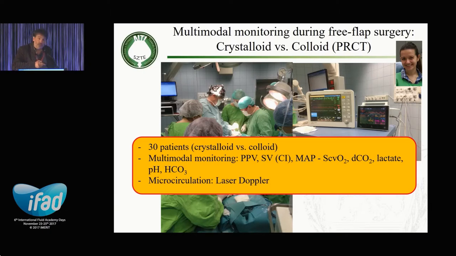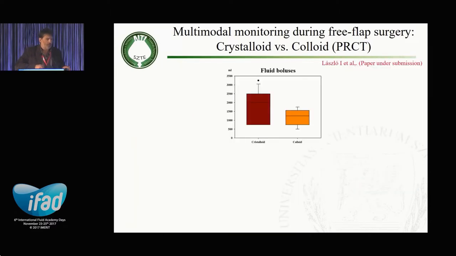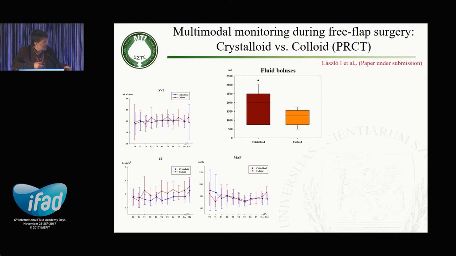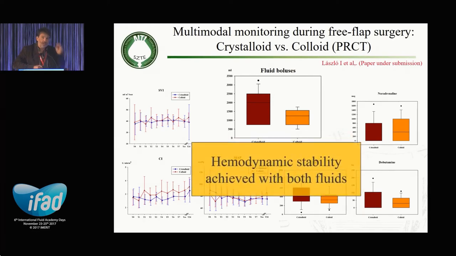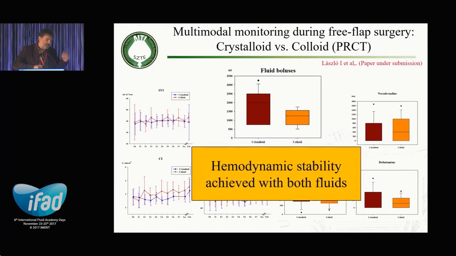We applied multimodal monitoring. All of these were taken into account, and we felt that the patient was hypovolemic. Patients received either crystalloid or colloid boluses, and we measured the microcirculation with laser Doppler. What we found was that patients in the crystalloid group received more crystalloid. When we look at hemodynamics, stroke volume, cardiac output, mean arterial pressure, patients were steady and stable throughout the 8-hour-long surgery, okay? And there was no difference between noradrenaline need, dobutamine need, and urine output. So the patients were hemodynamically stable, and this stability was achieved with both fluids.